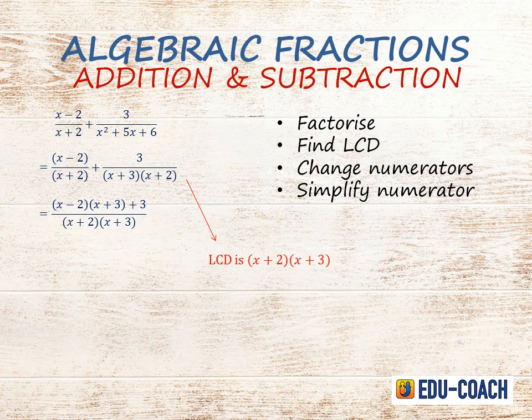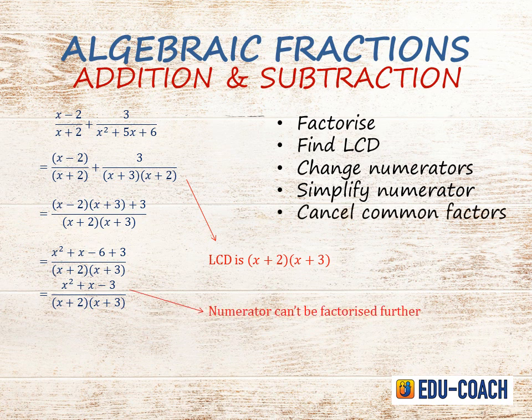Next is to simplify our numerator by expanding, removing the brackets. We end up with x squared plus x minus 6 plus 3, which can be simplified further to give us x squared plus x minus 3. The numerator can't be factorized any further, so there are no common factors that can be cancelled. Our final answer is x squared plus x minus 3 over x plus 2 times x plus 3.